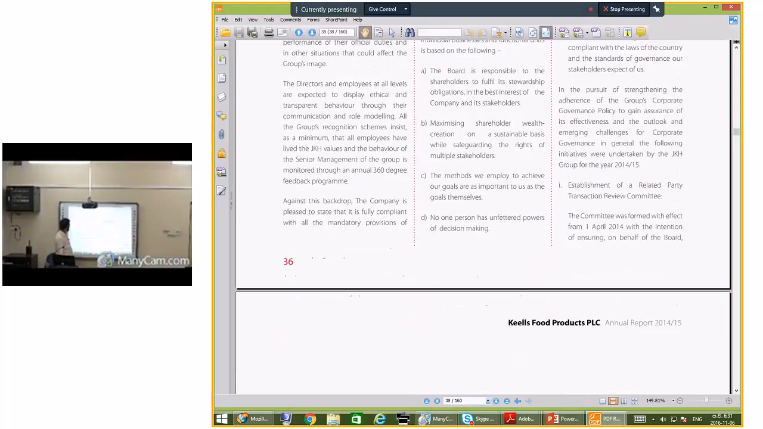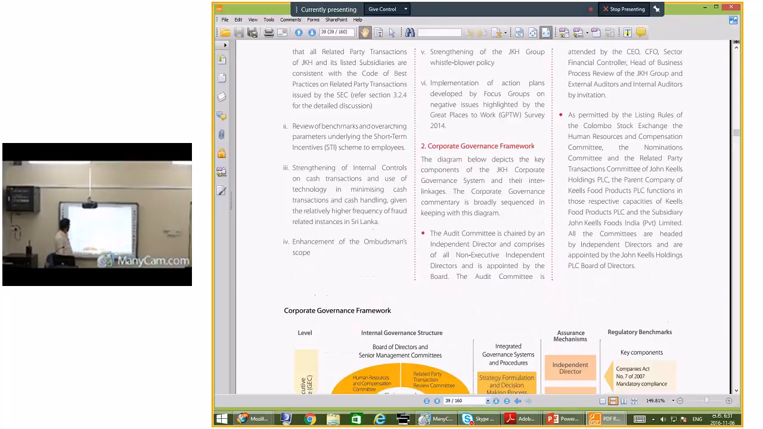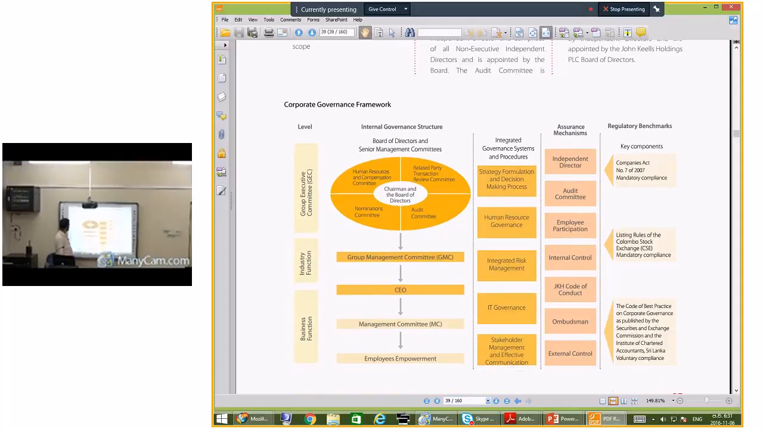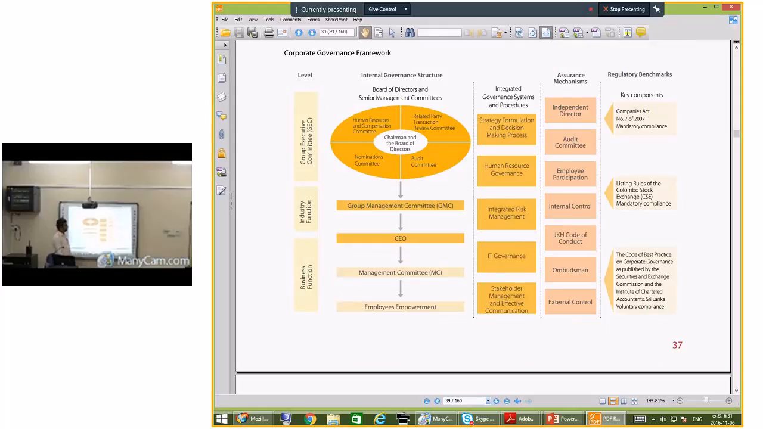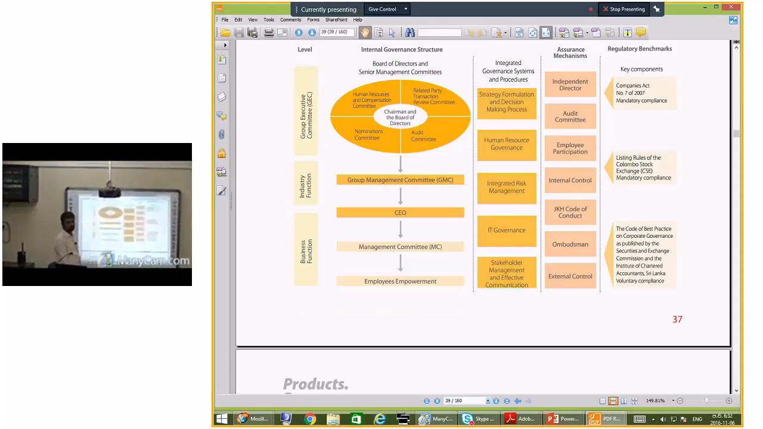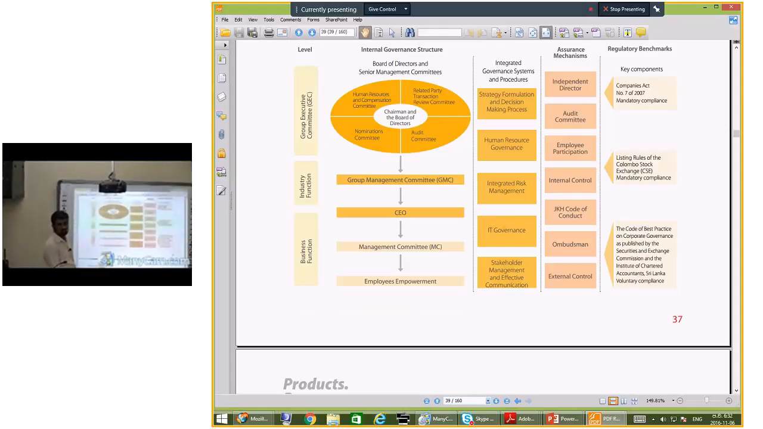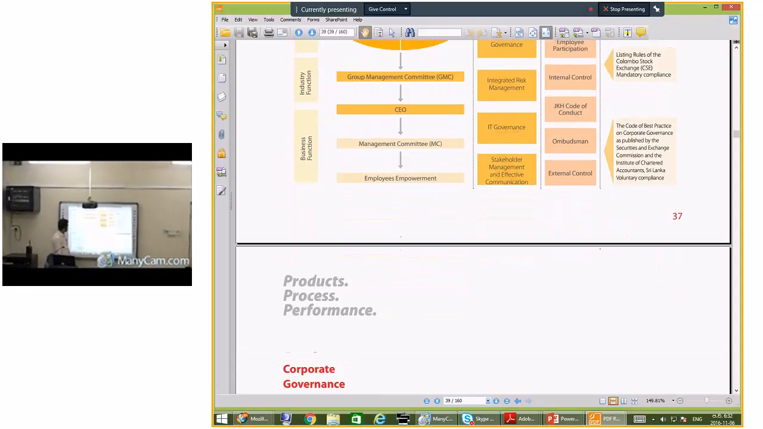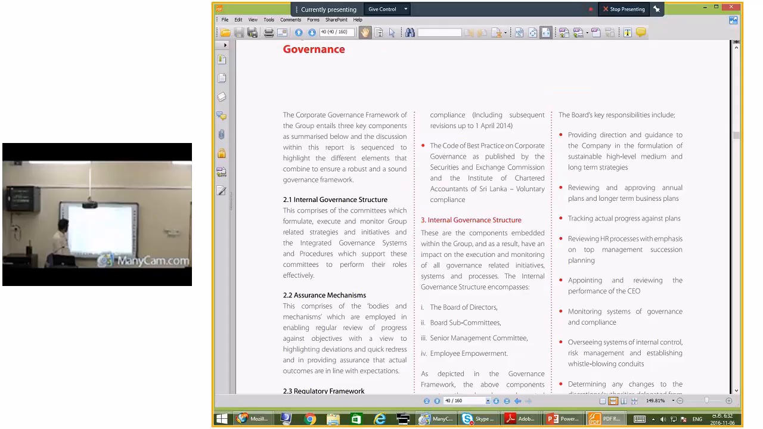You can see the audit procedures and corporate governance framework here, right? There is no need to provide all those things under the financial statements as per the LKAS, right? But these are important information for the investors, beyond the financial accounting standards and reporting standards.